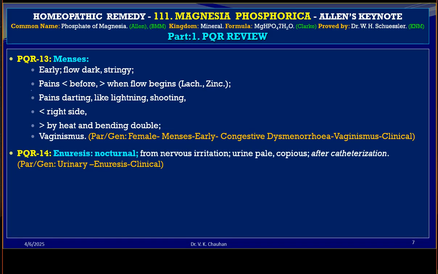PQR 14 tells us enuresis nocturnal from nervous irritation. So kids, Magnesia phos kids who are neurotic or who have a highly sensitive nervous system, they can have nocturnal enuresis. And here most of the time the urine is pale and copious. Pale and copious urine is quite possibly seen if you are drinking a lot of water, or sometimes you have to rule out the possibility of diabetes mellitus also.